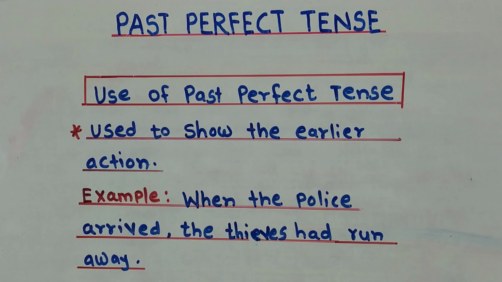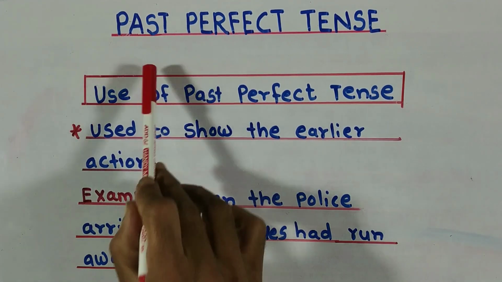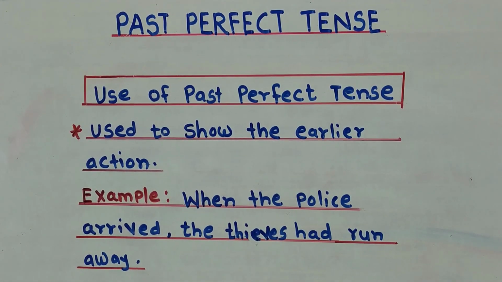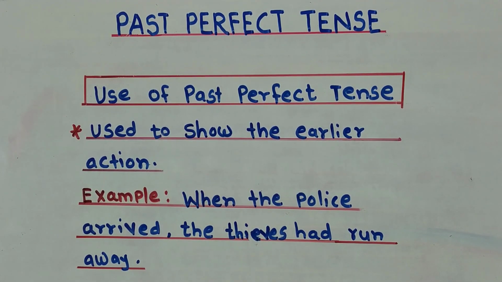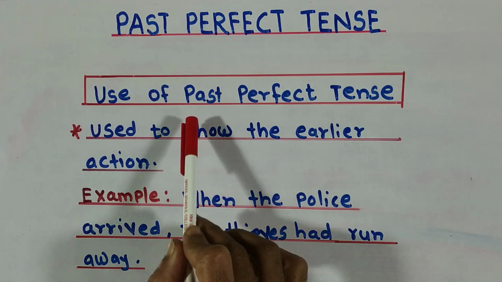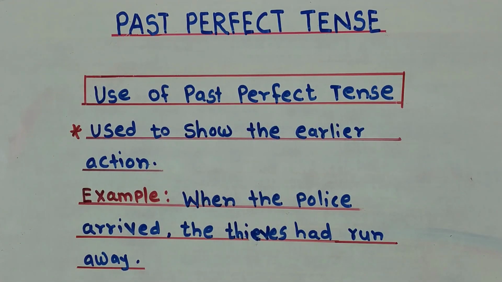Okay friends, now we will focus on the use of past perfect tense. The past perfect tense is used to show the earlier action. Let me make you understand the same thing. Suppose there are 2 actions that have happened in the past. The action that has happened earlier or the action that is older will receive the structure of past perfect tense. Let's understand this with the help of an example. When the police arrived, the thieves had run away.